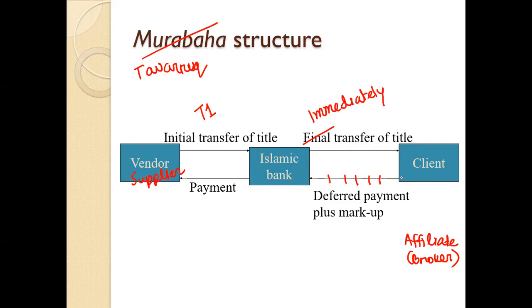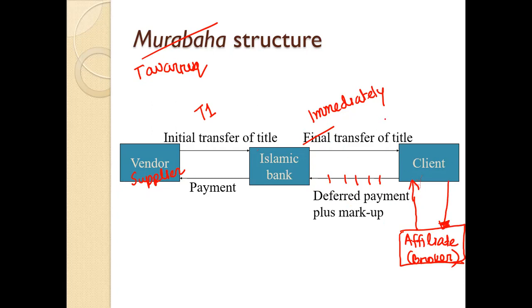And what the client will do, the client will get a cash payment from a broker, from an affiliate who works with the Islamic Bank and who needs these products, which have been supplied by the supplier. And the client will transfer these goods to the affiliate. Which goods? Those which have been transferred by the vendor to the Islamic Bank and by the Islamic Bank to the client.